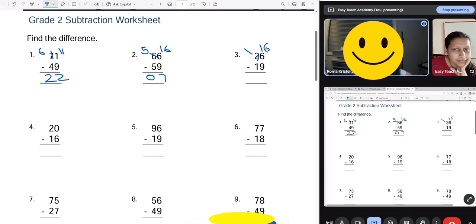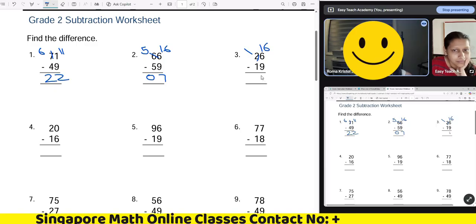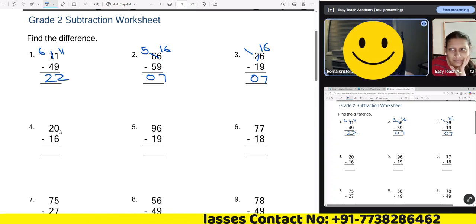2 minus 1 equals 1. 6 becomes 16. 16 minus 9 equals 7. 1 minus 1 equals 0. Very nice. So the answer is 07. Very nice. Next sum.